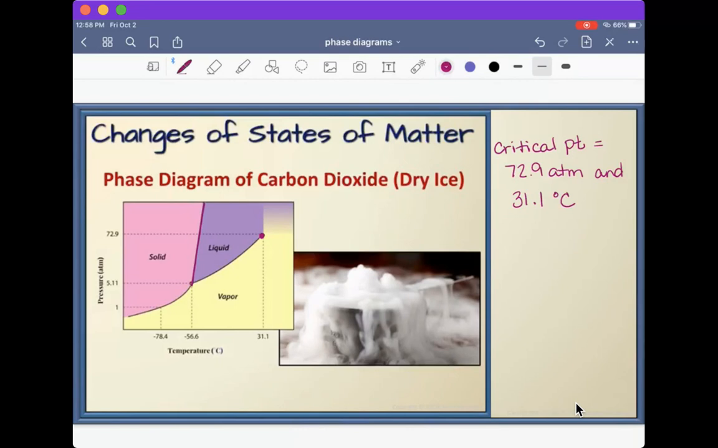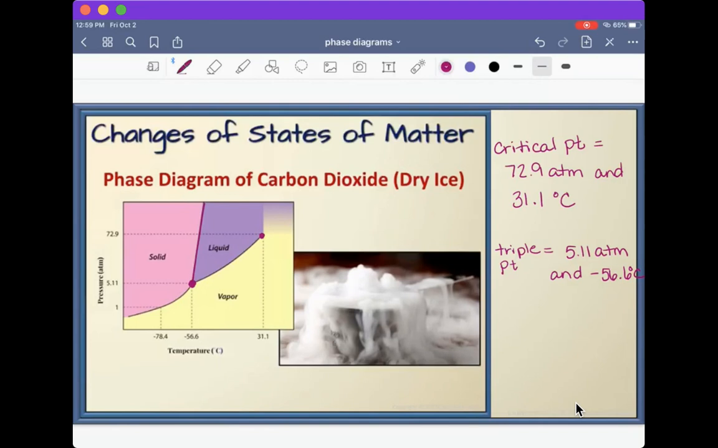We can go ahead and locate the triple point, where all three phases are in equilibrium. Our triple point occurs at a pressure of 5.11 ATM and a temperature of negative 56.6 degrees Celsius.